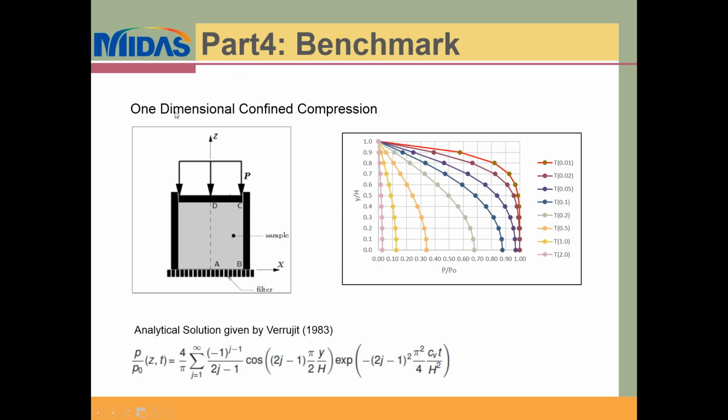And this is a case of one-dimensional confined compression. So we have a homogeneous sample, and the boundaries here are considered smooth and frictionless. We applied uniform pressure at the top of the piston, and then the soil is allowed to compress. And then we have this filter here for the dissipation of the pore pressures. And the solution to this type of problem was given by Terzaghi using this expression.